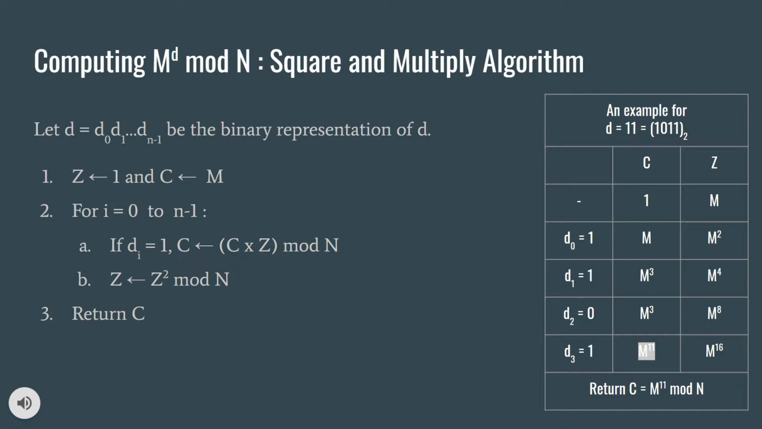In each step from 0 to n minus 1, if the di bit is 1, we multiply c with z in modulo n and update c as the new value. And we always square the z. In the end, we return the value of c, which equals m to the d mod n. There is an example on the right to check the computations.